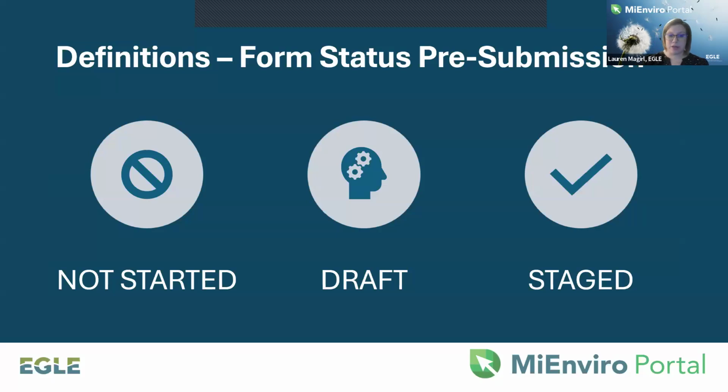package is submitted. And then staged. This status means the form has been completed and it's ready to be submitted with your submission package. All forms that you want to submit must have the staged status. Next, I'm going to start the live view and show where to find the PTI guidebook and additional information before starting a submission package for a new permit.